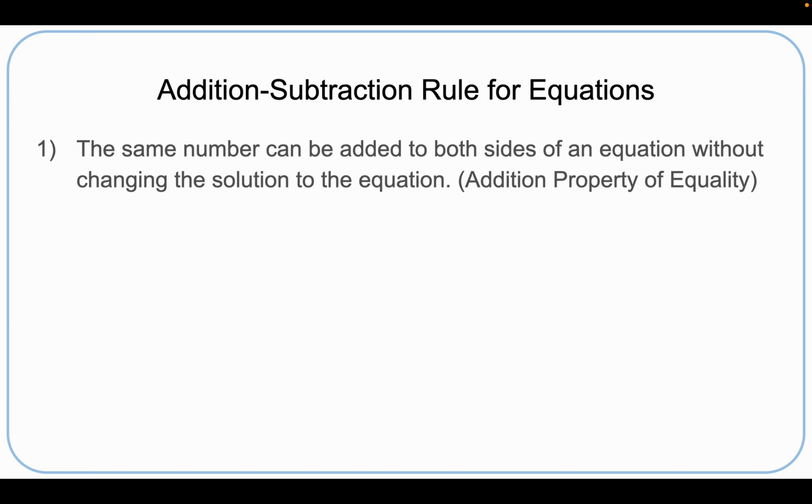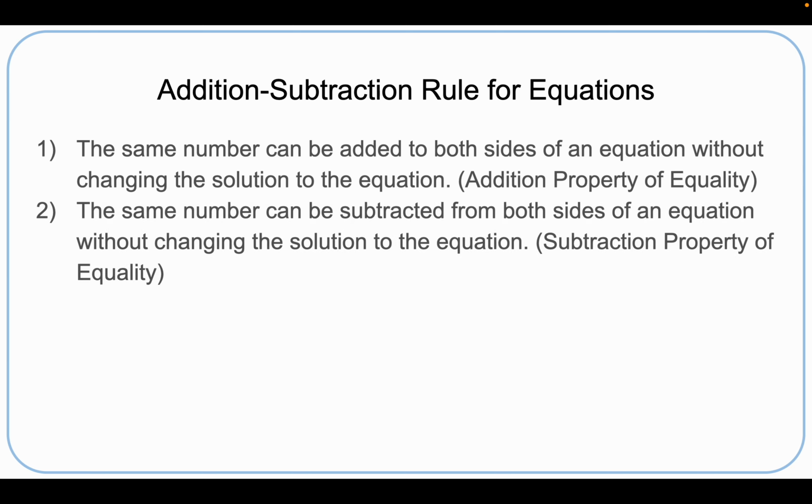So the first part of our rule is that the same number can be added to both sides of an equation without changing the solution to the equation. So this is known as the addition property of equality because your equation stays equal when you add the same number to both sides. And likewise, the same number can be subtracted from both sides of an equation without changing the solution to the equation. And this is known as the subtraction property of equality.